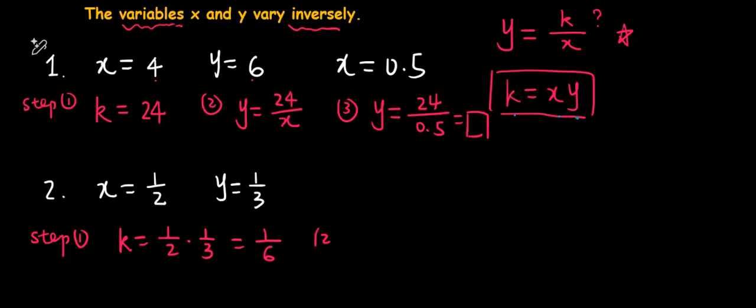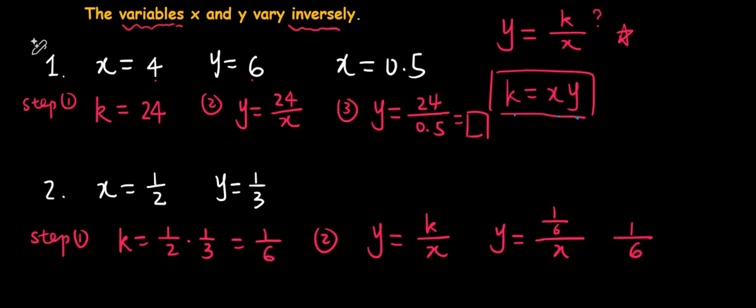Okay? Step 2, you're going to write down y is k over x. Your k is 1 over 6. So you're going to write down y is 1 over 6 divided by x. Ooh, that looks very strange. So we need to do a little bit of work, okay? So 1 over 6 divided by x, which means 1 over 6, keep it, change it, and flip it. So you actually have y equals 1 over 6x.